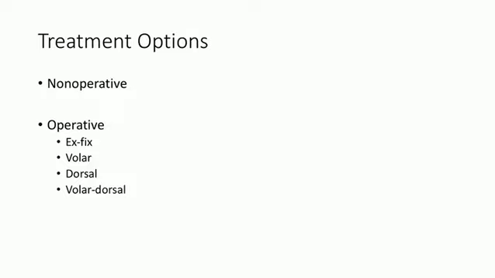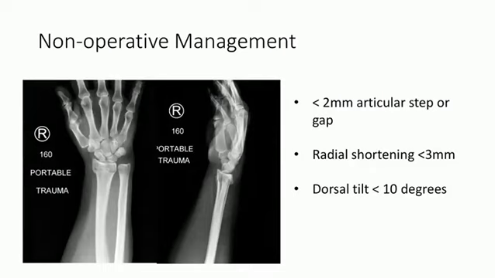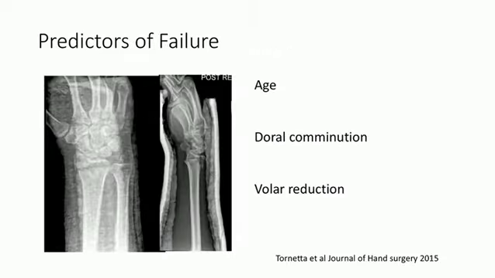So how do we treat these patients? Our options include both non-op and operative. Non-operative management is typically reserved for our lower demand patients or patients that have less than 2 millimeters of articular step or gap, radial shortening of less than 3 millimeters, or dorsal tilt of less than 10 degrees. We have predictors of failure.